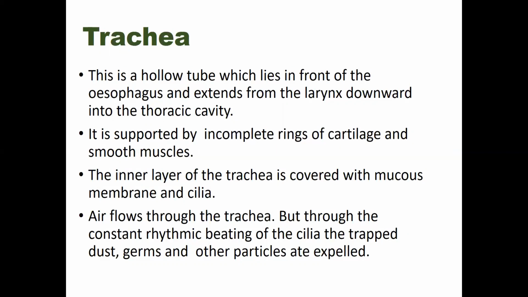The diameter of the trachea is 2 to 2.5 centimeters, and usually it is 10 to 12 centimeters in length, with 15 to 20 C-shaped rings of cartilage. So the trachea conducts air from the larynx to the bronchi, the next part of the respiratory system. It is internally lined by cilia.